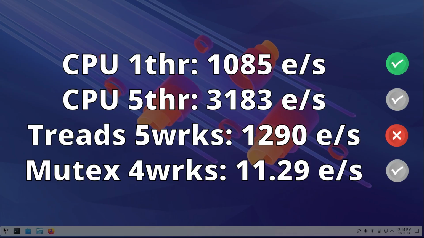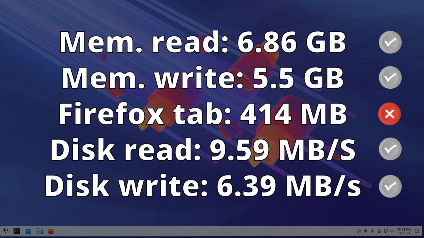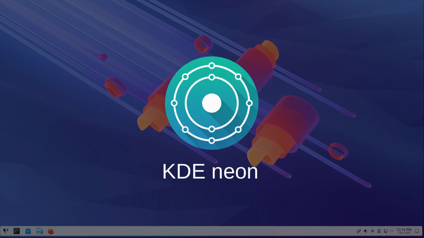The CPU performance in single-threaded tests was outstanding, while in 5-threaded tests it was average. The threads are not optimized, and the mutexes have average values. Memory read and write speeds were average, as was disk read and write speeds. It doesn't handle them efficiently, and Firefox's resource consumption is very high compared to other distributions. In conclusion, we've noticed that Ubuntu-based distributions have the same performance issues, including KDE Neon. It would be best to try a different base distribution.